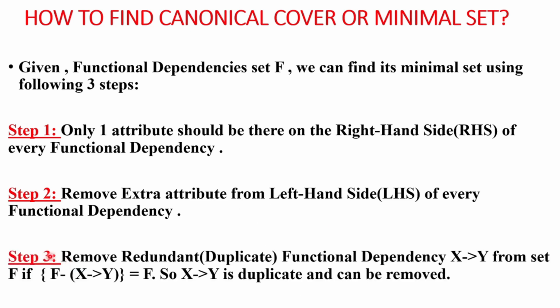Then we have step 3. What is the third step saying? Remove redundant or duplicate. What is the meaning of redundant? Duplicate. So you have to remove the duplicate functional dependency. For example, suppose X tends to Y is a duplicate functional dependency present in the set F. If you do F minus X tends to Y, you still get the functional dependency set. Even after removing this, nothing happens to your set. You get everything in the original set as it is. Then we can say that X tends to Y is a duplicate and can be removed.